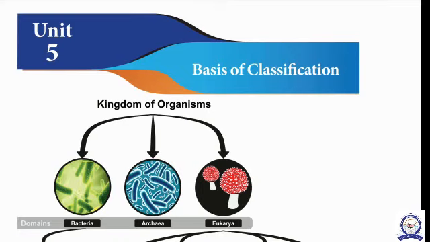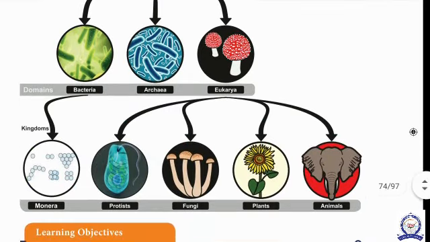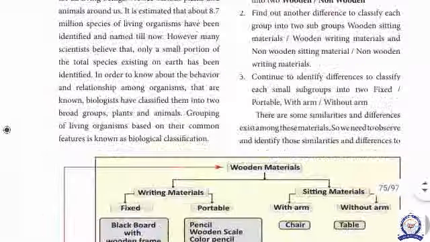Today we are going to discuss 7th zoology, unit 5, basis of classification. In this topic, the organisms are classified based on the backbone and body temperature. Now we are going to discuss what classification is. The method of arranging organisms into groups is called classification.